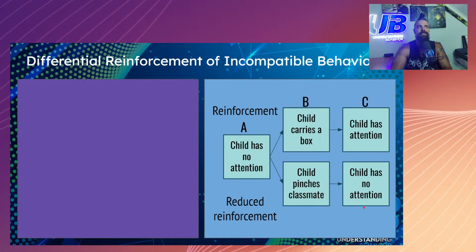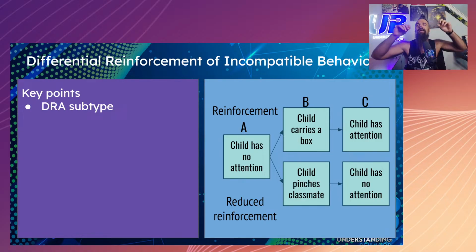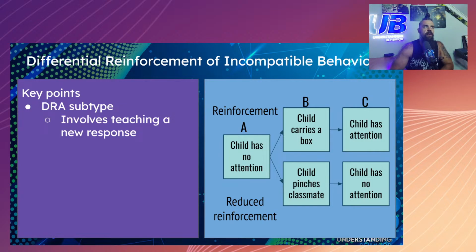Cool beans. Looks good here. Let's also talk about DRI, which stands for differential reinforcement of incompatible behavior. So very similar to DRA, and it's actually just a subtype of DRA. So if we have a little branch, we have DRA at the top, then we have DRA with extinction, DRA without extinction, and then DRI would be another subtype. So lots of similarities here.